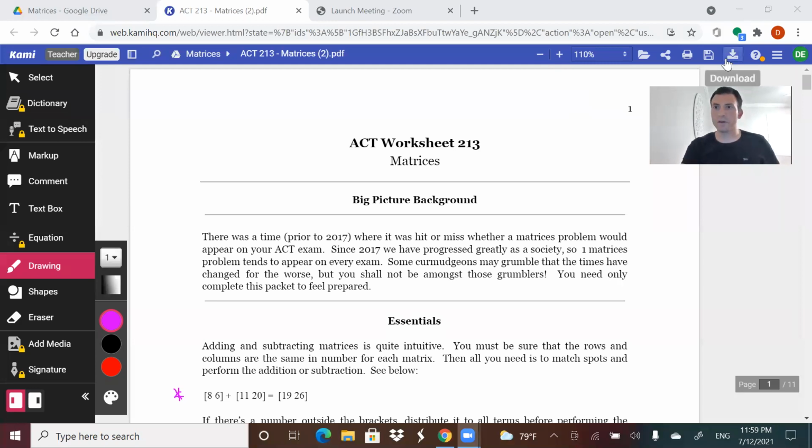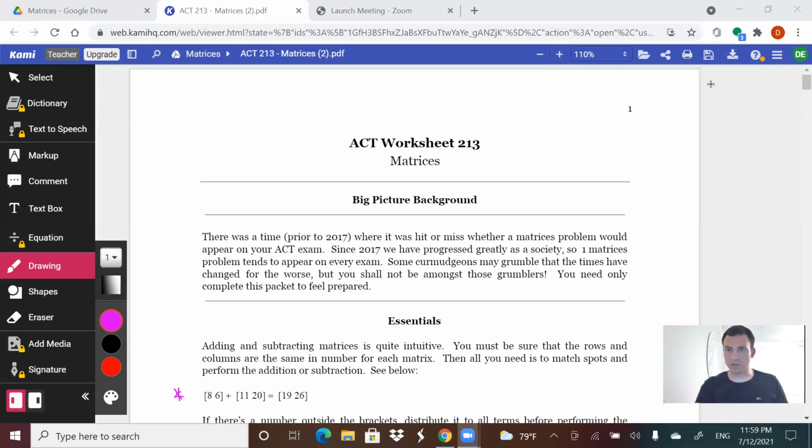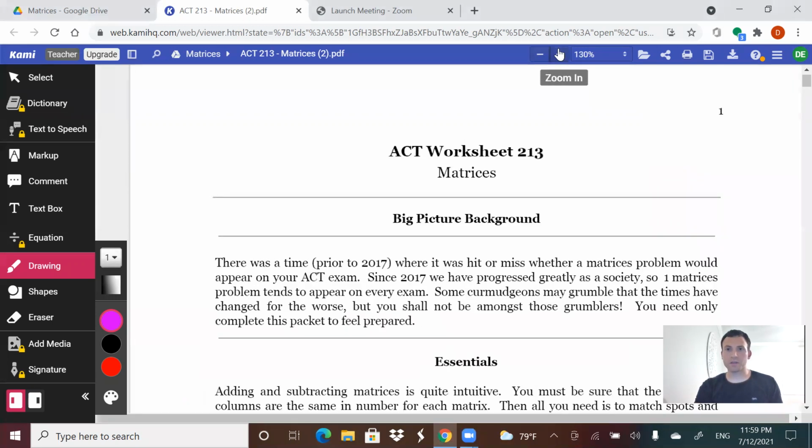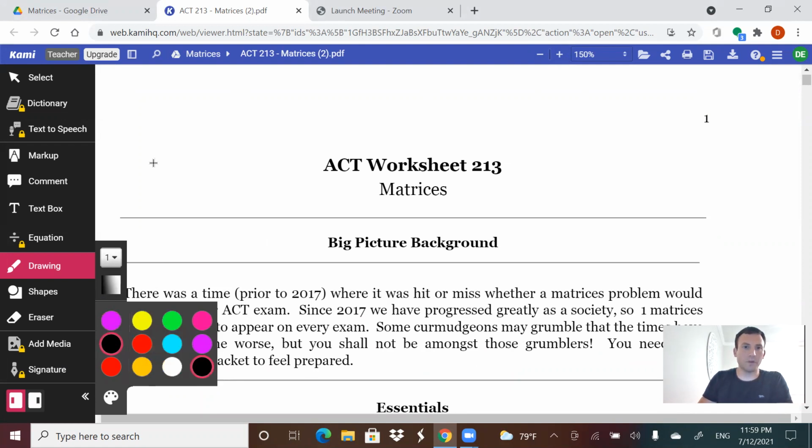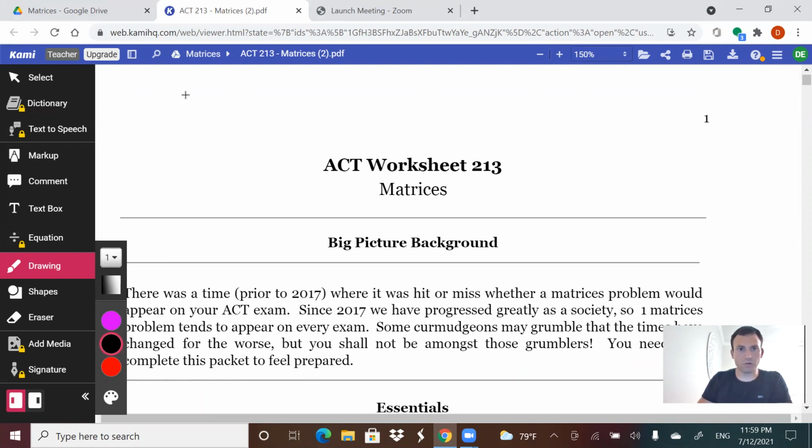Okay, hello. This is ACT worksheet 213, matrices. Out of 60 problems, you're only going to get one matrices problem. And it could be addition, distribution, subtraction. Those are probably the most straightforward ones. They're very intuitive, and I'll show you those.